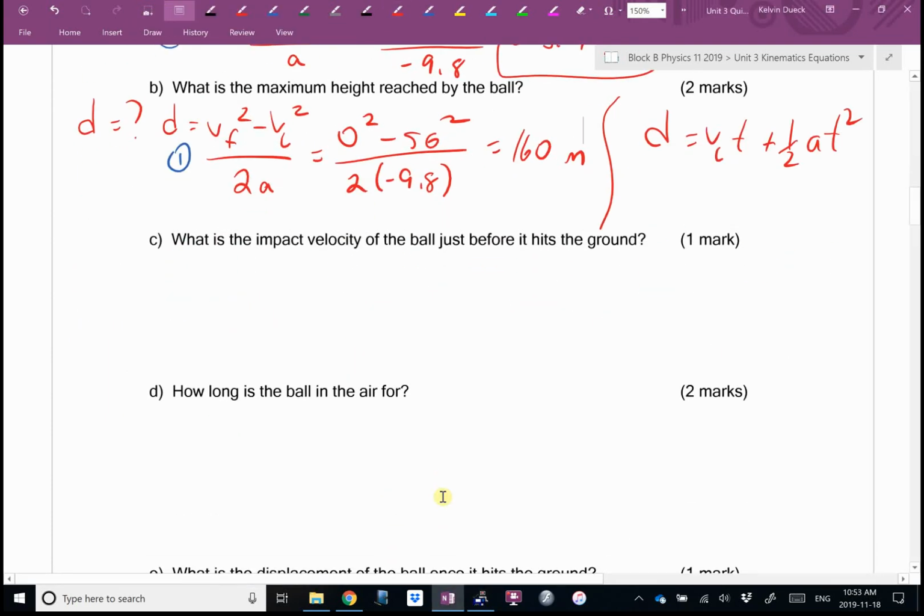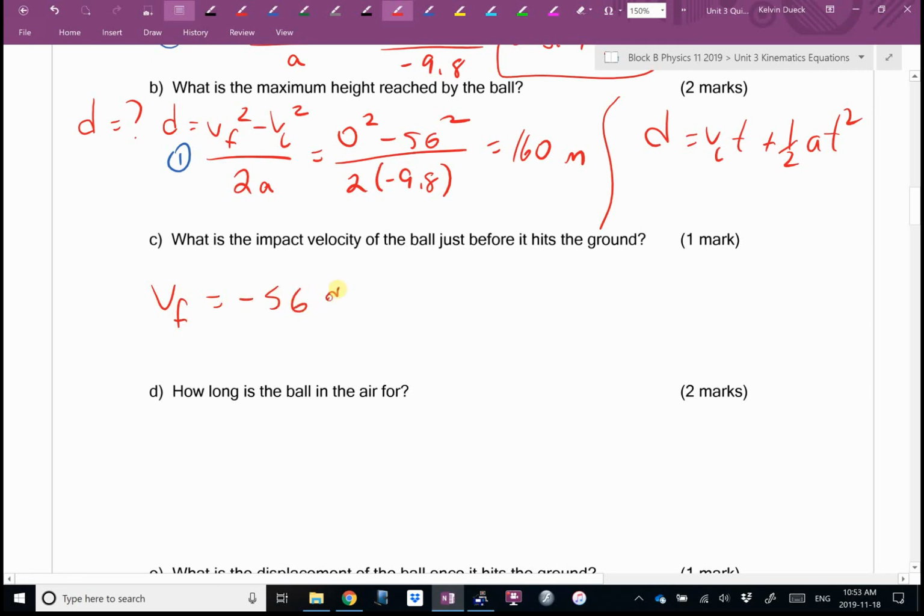What's the impact velocity of the ball just before it hits the ground? Hayden, how many marks is part C worth? Read carefully. How many marks is part B worth? Part A. Part D. Why is part C worth 1 mark? That is my hint to you that you already know the answer, that you don't need to do any calculating. So, what's the impact velocity just before it hits the ground?